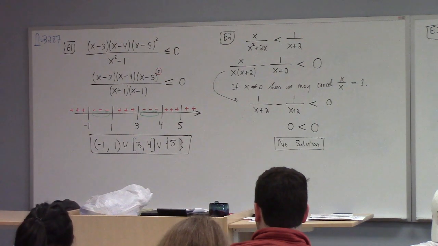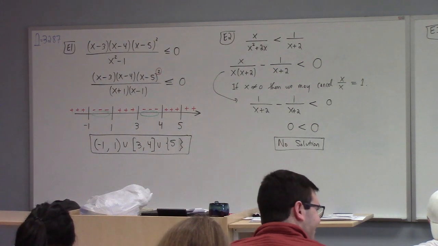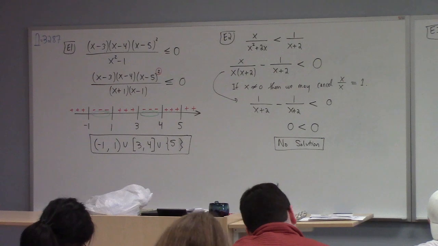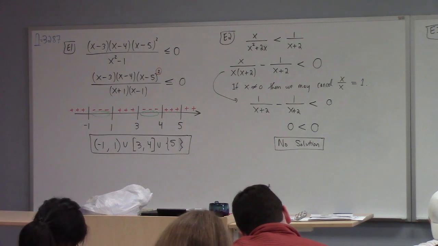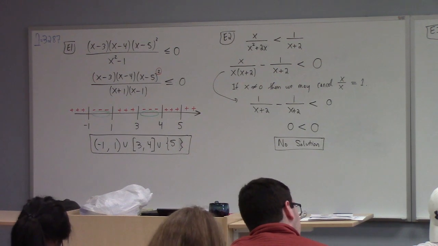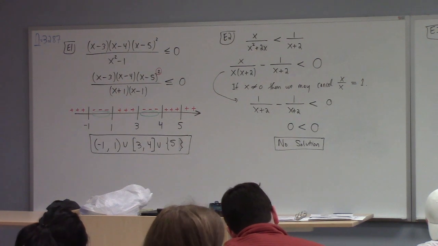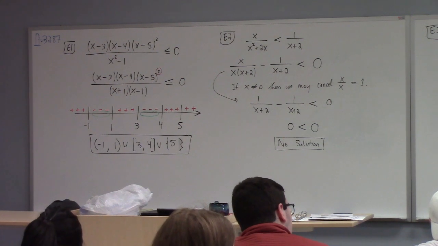Let's see here. So we have x plus 1 times x minus 1, right? But they're squared. So we have x. You guys see this? Do you understand what I did upstairs? So this x squared minus 1 factors to x plus 1 times x minus 1.